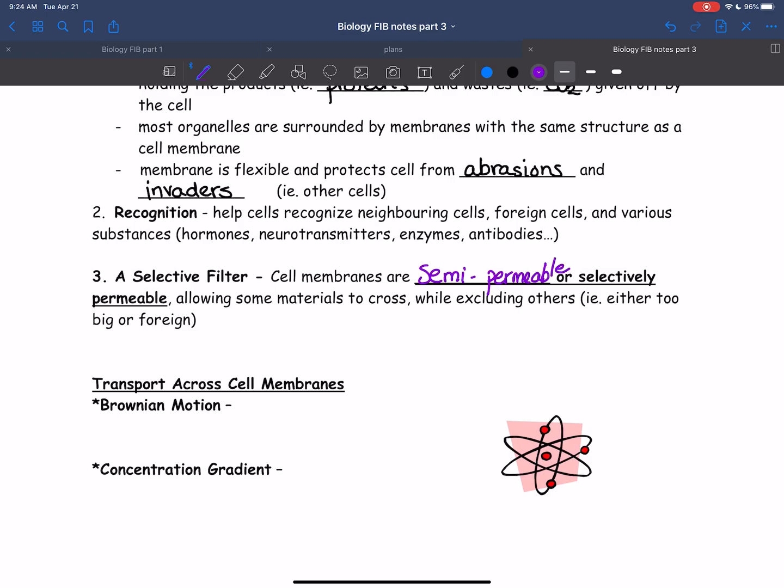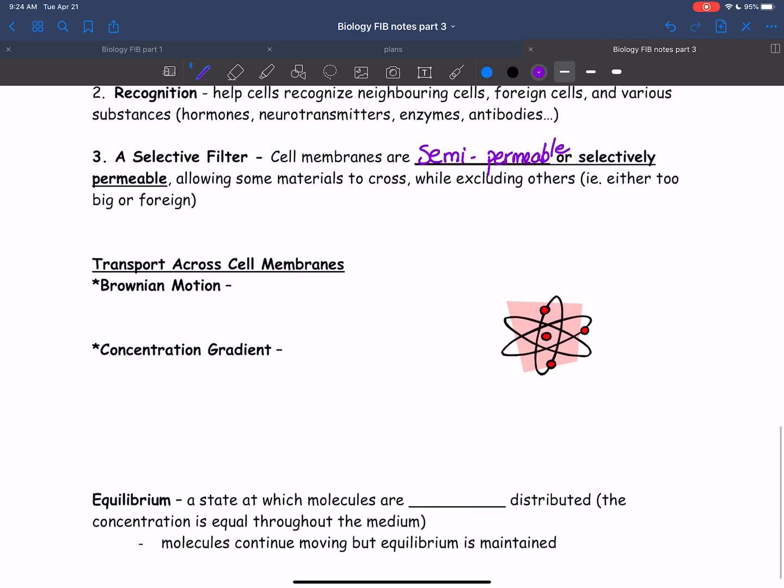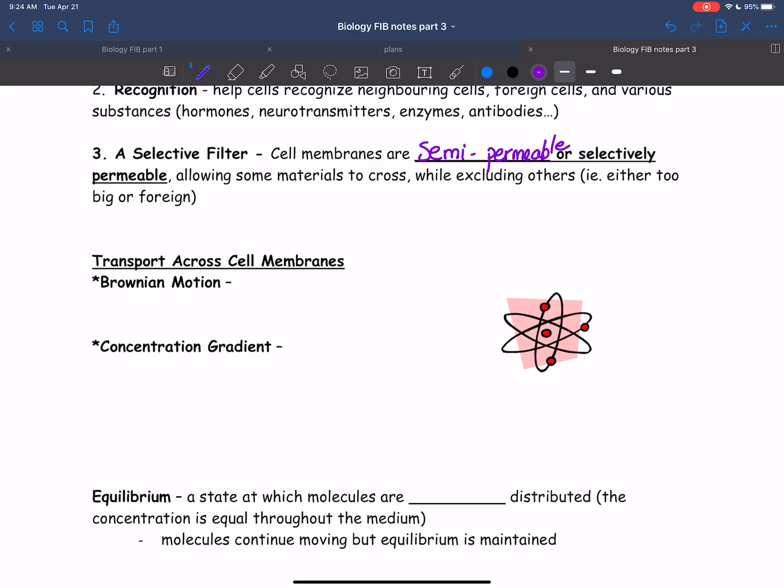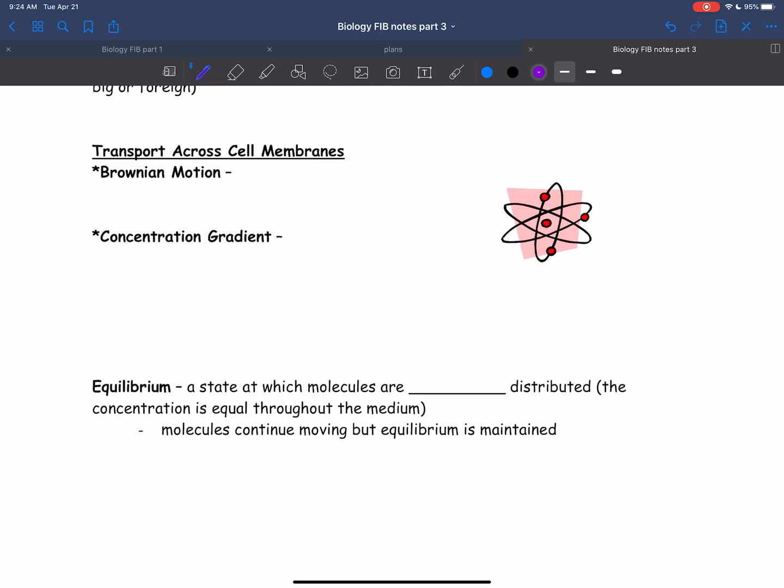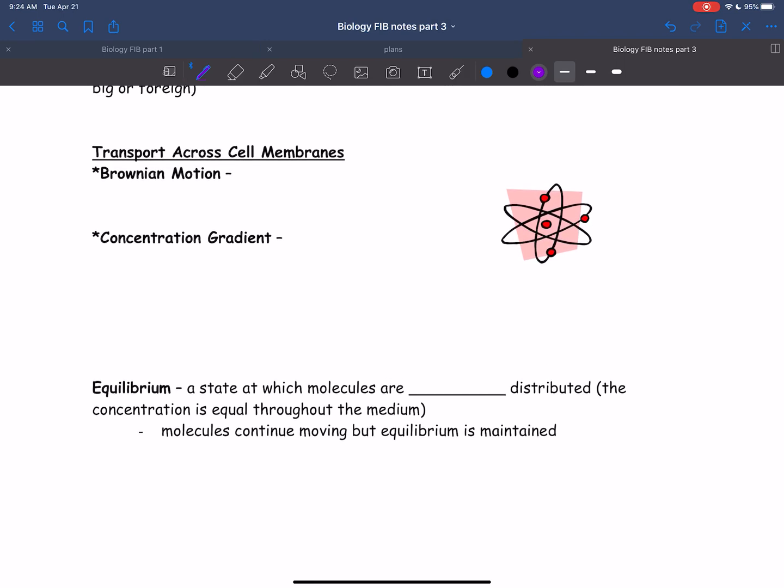It has to recognize that some materials can come in, and it has to allow them to. And then it has to recognize that certain materials, either too big or foreign, have to be kept out, okay? So the next thing that we're going to do is look at transport across the cell membrane. We're going to look at different kinds of transport tomorrow. But for today, how does transport across the cell membrane occur?